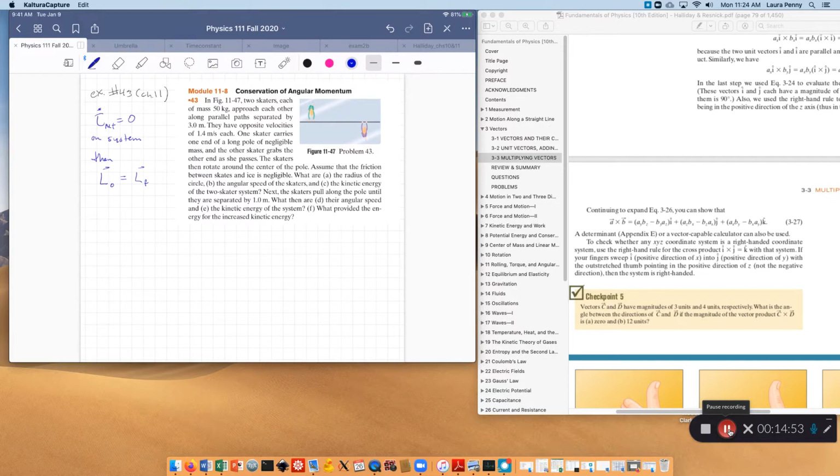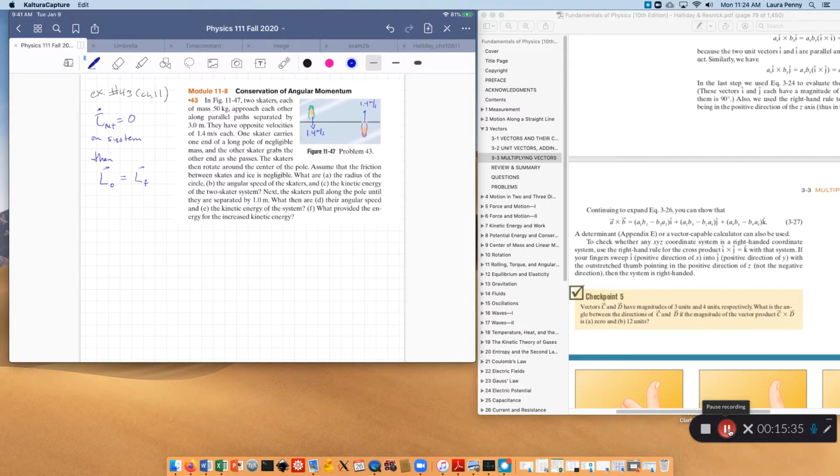So we have two skaters, and they're approaching each other, and they both have the same mass, 50 kilograms. They approach each other along parallel paths, separated by 3 meters. They have opposite velocities of 1.4 meters per second each. So let me just do a little sketch here. They're both coming in with 1.4 meters per second velocity, and then they're going to grab hold of this pole.